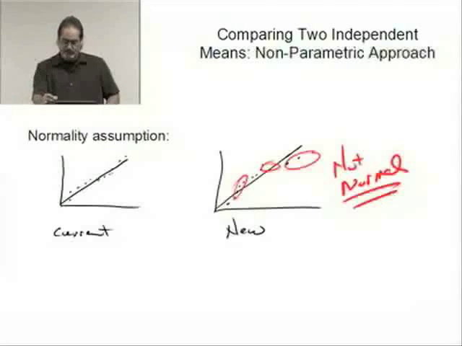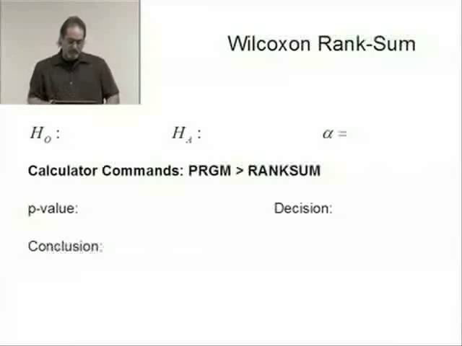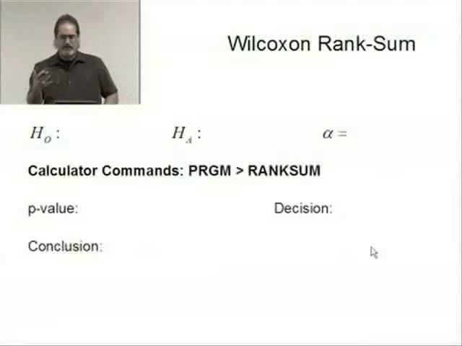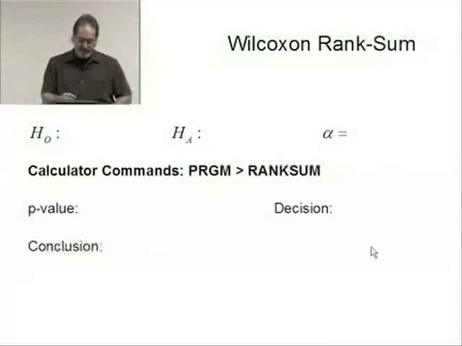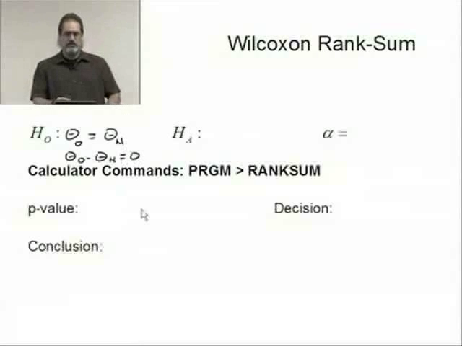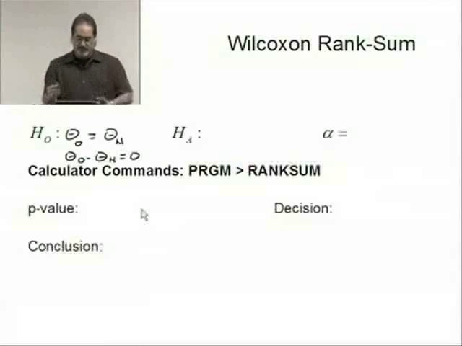Okay, so if I already wrote out the null and alternative hypothesis regarding the means, I would now switch to the medians. The null hypothesis would be that the median of the old technique is equal to the median of the new technique. Or I could write this as the median of the old minus the median of the new equals 0. They say the same thing. It's just a matter of how you want to write it, which makes more sense to you.